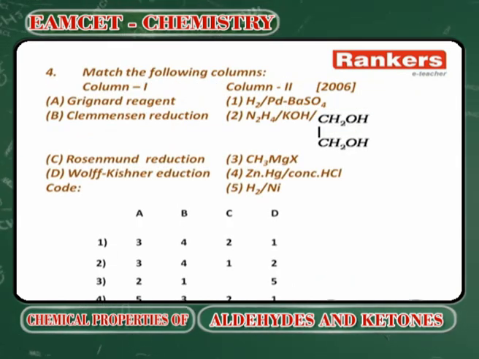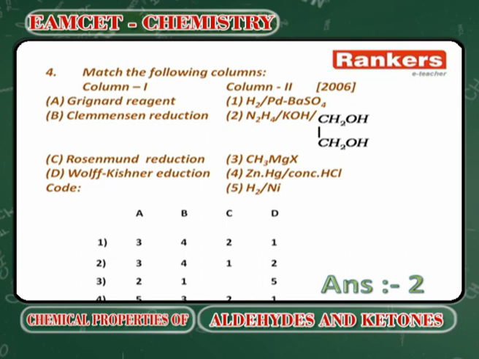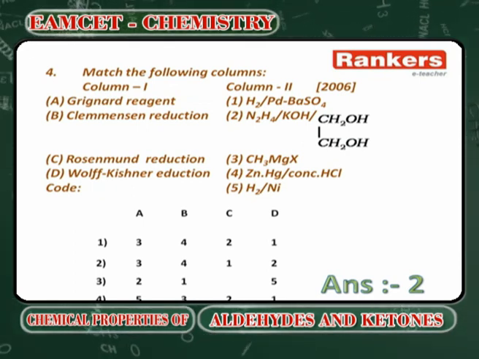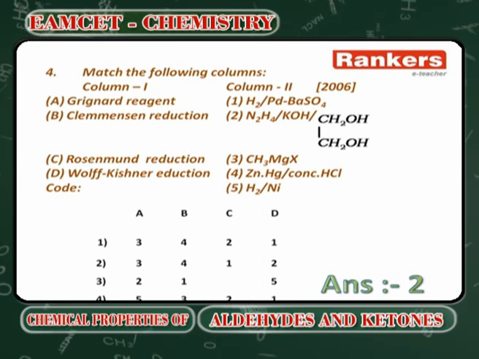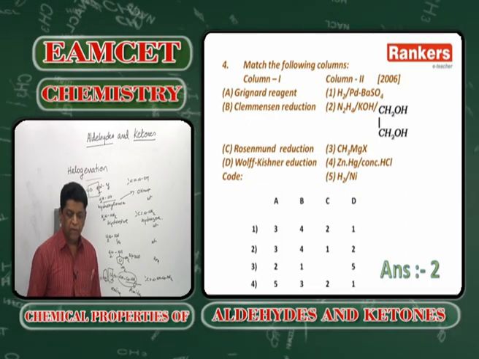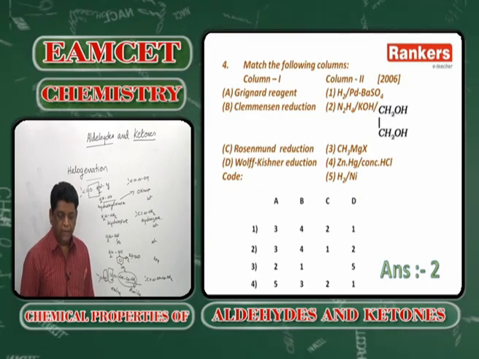Match the following columns. Column 1 has A, the Grignard reagent, which is nothing but CH3 methyl magnesium halide, that is the third one. So A goes to 3, which means 1 and 2 may be the remaining answers. Clemmensen reduction, concentrated HCl and zinc amalgam, that is 4. So B goes to 4. Again we still have the option between 1 and 2.